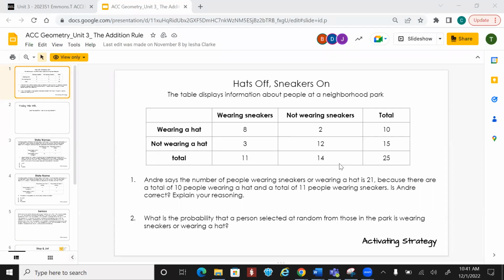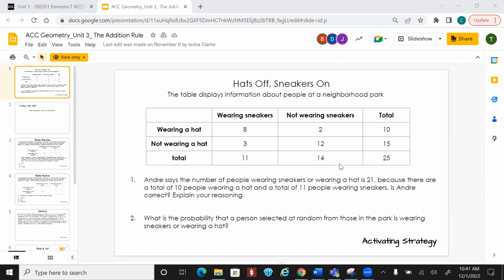So it says the table displays the information about people at a neighborhood park. Andre says, wow. This is kind of a review. This is like new-ish. Addition probability. Addition rule. There we go.